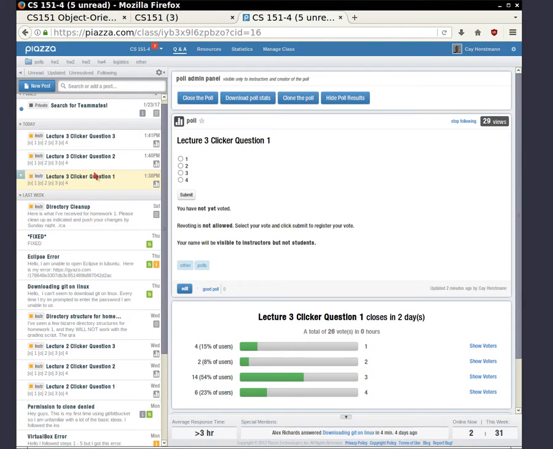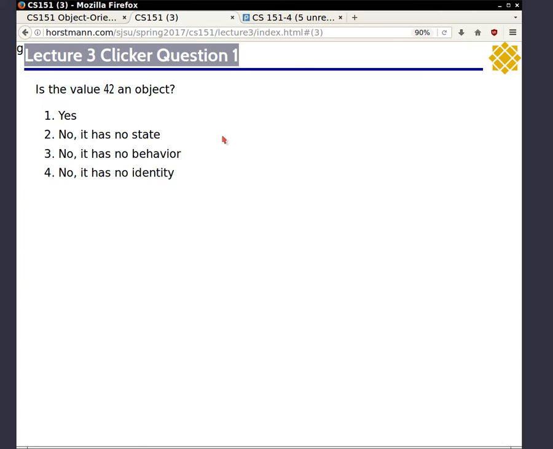Most people chose option 3, and a few people chose option 4. So let's see what those options are. I'm going to acknowledge that a smattering of people did the other. So, is the value 42 an object? A lot of people said, no, it has no behavior. Is that what a lot of people said? Yeah.